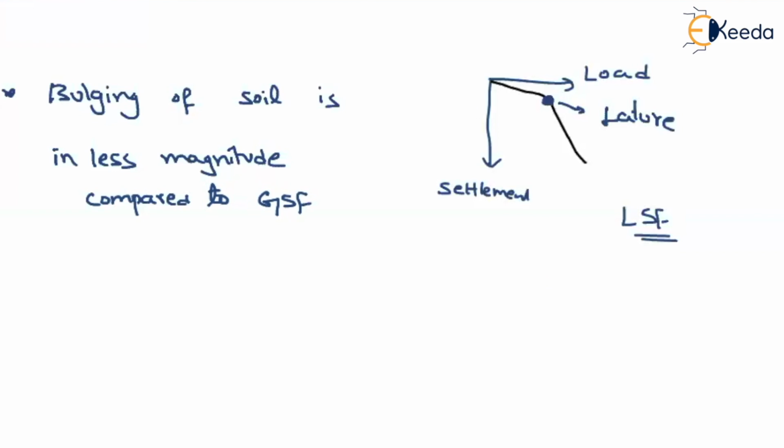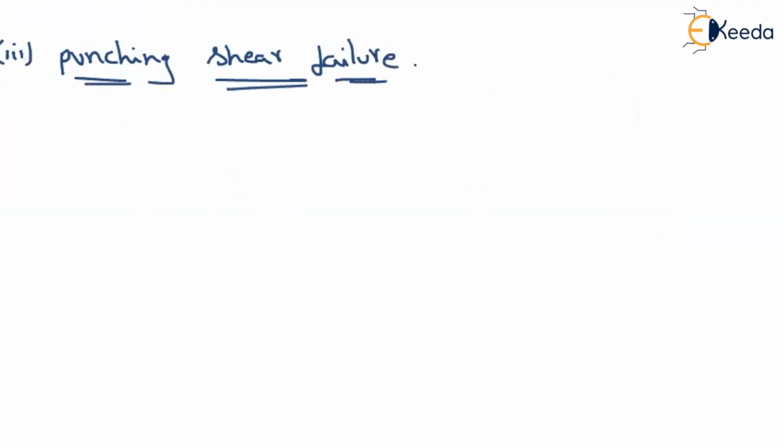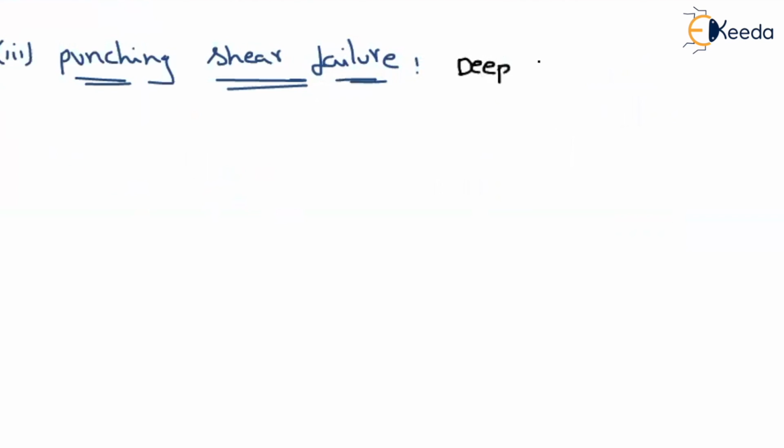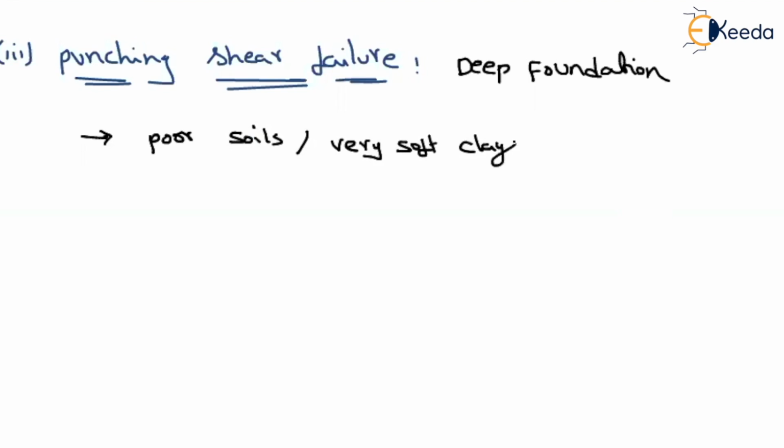Okay, next, what is the last type of failure we'll see? Punching shear failure. So normally this type of failure we will see in the deep foundations. We will not see it in the shallow foundations. Only this type of failure will occur in the deep foundation. So this type of failure will occur in poor soils, like very soft soils. Very soft, instead I have to say very soft clays.